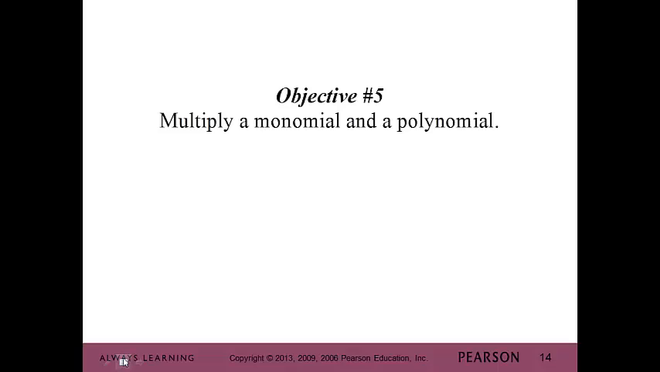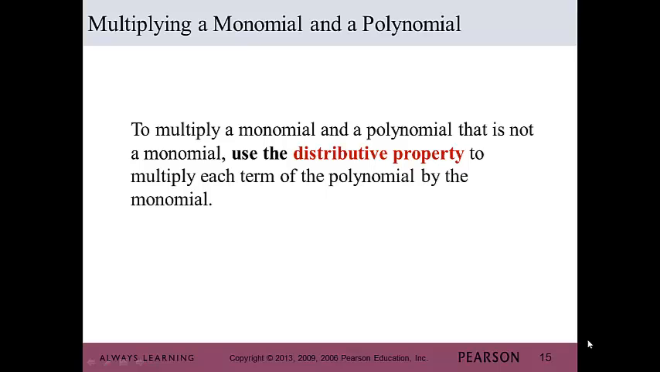Our fifth objective is to multiply a monomial and a polynomial. Multiplying a monomial and a polynomial, you're going to use the distributive property by multiplying each term of your polynomial by the monomial. So again, you're going to multiply each term of the polynomial by the monomial. The monomial will be on the outside of the parentheses, and a polynomial will be on the inside. And all you're basically going to do is distribute.